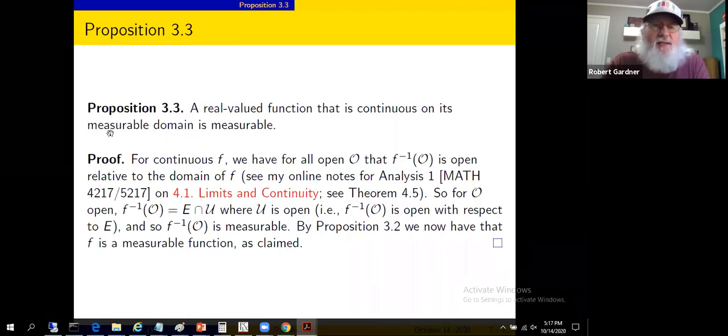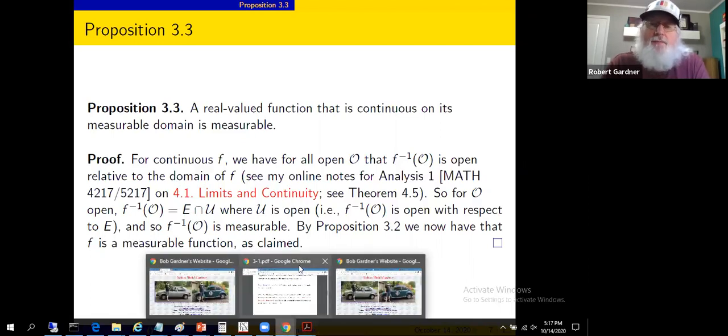And we've got hypotheses that E is measurable, given right here. So E is measurable, U is open, so it's measurable. So the intersection is measurable. That is, F inverse of O for an arbitrary open set O is a measurable set. We just saw if F inverse of O is measurable for any open set O, then the function must be measurable. So the previous proposition we did shows that F is a measurable function as claimed. Continuous functions are measurable. Arguably, this is really a corollary to what we just showed because it's fairly easy given the previous result.